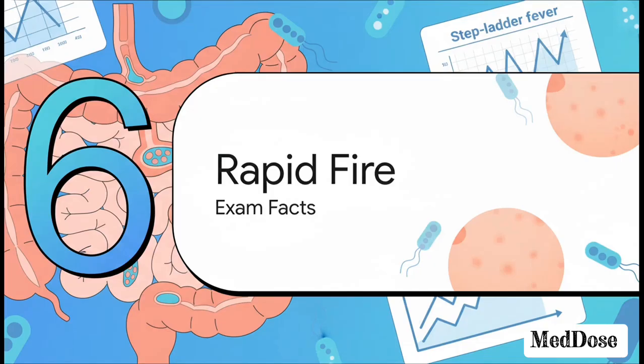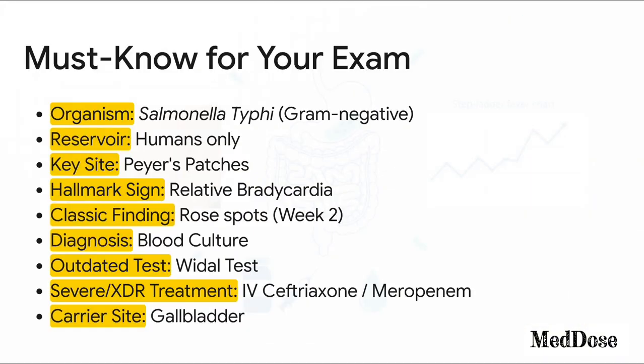All right, we've gone through the whole story. Now let's lock in everything you need for your exam with a super fast, rapid-fire review. Ready? Here we go. Organism, Salmonella Typhi, gram-negative. Reservoir, humans only. Key invasion site, Peyer's patches. Hallmark sign, relative bradycardia. Classic finding, rose spots.